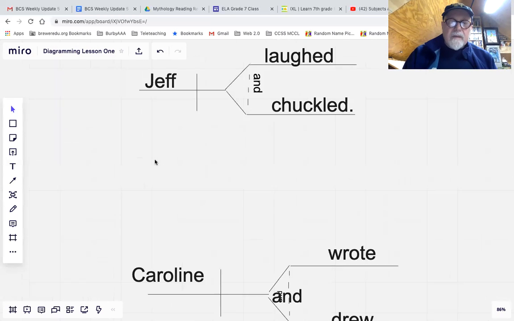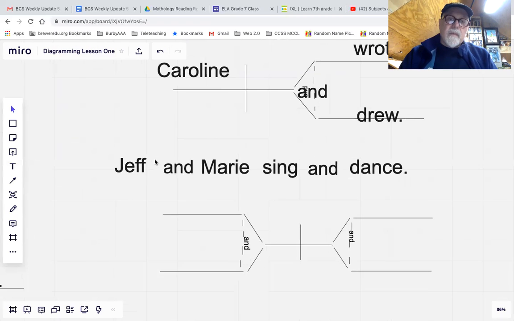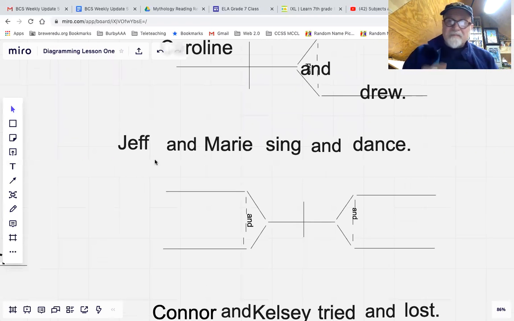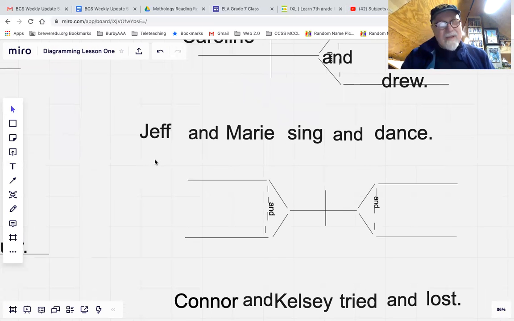All right, so let's try another one, except this one's already done for you. It's Caroline wrote and drew. In this case, Caroline is the complete subject. What did she do? She wrote and drew. Remember the algorithm, though. Find the verbs first. Wrote and drew are the verbs. Who or what wrote or drew? Caroline. Now, this next one is more like the sentences that you're going to run across.